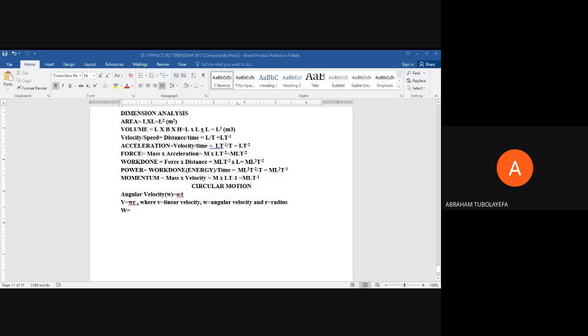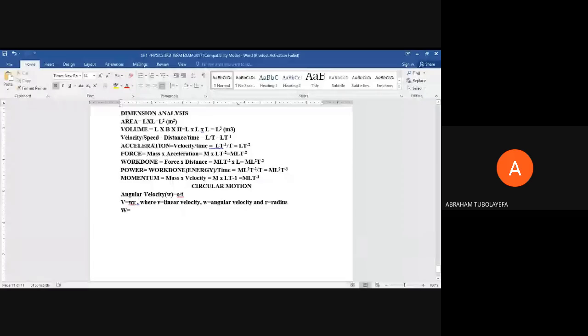Are we still together? Can you still hear me? Yes, sir. So what's it going to give us if we make W the subject of the formula? So that would be W equals V over R. That's linear velocity over radius. Good. I didn't hear what you were saying.